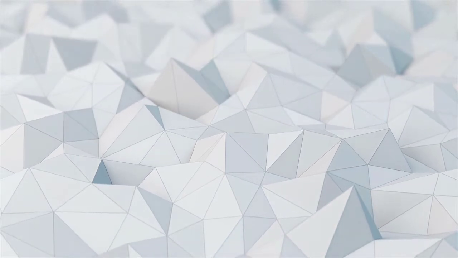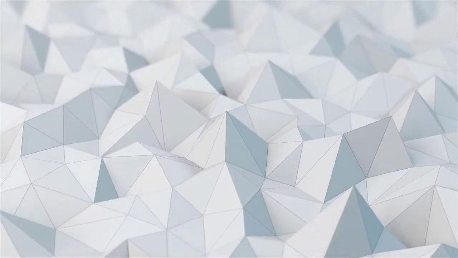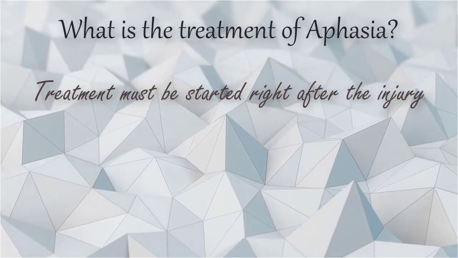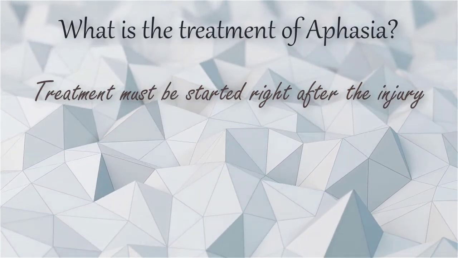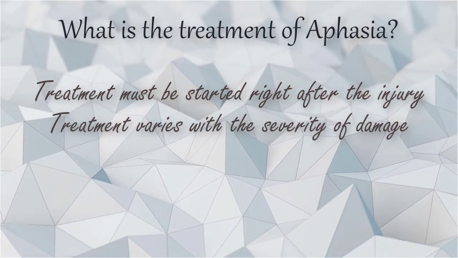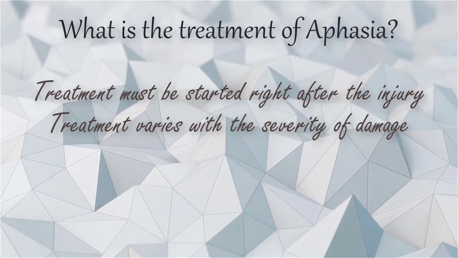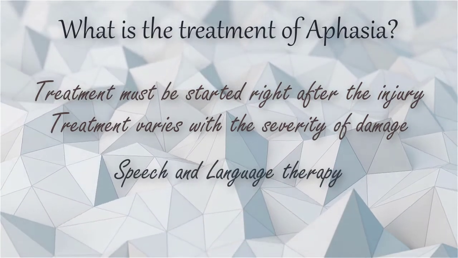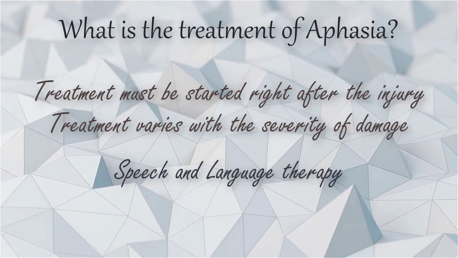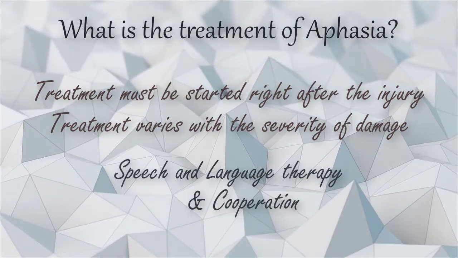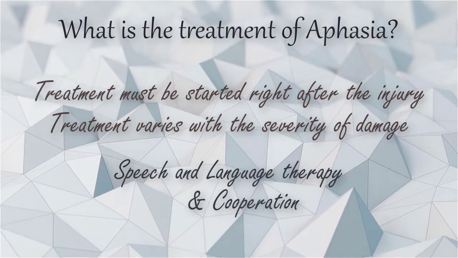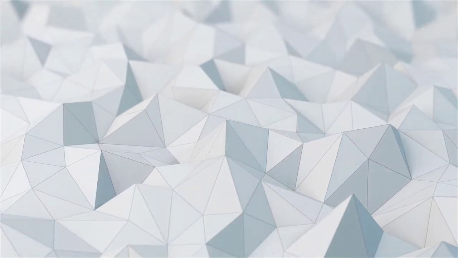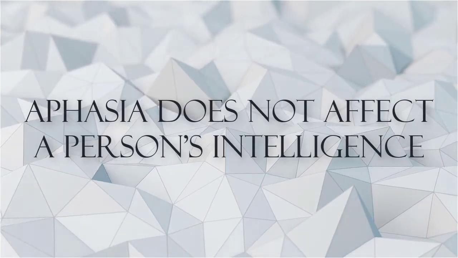At last, let's take a look at the most solid question. What is the treatment of aphasia? The treatment of aphasia must be started right after the stroke or injury. Certainly, the treatment will vary on the basis of severity of damage. Nevertheless, the most common and effective treatment of aphasia is speech and language therapy. The interlocutors should be cooperative enough to help the patient relearn and practice language skills. At last, a person with aphasia can be soothed because aphasia does not affect a person's intelligence.